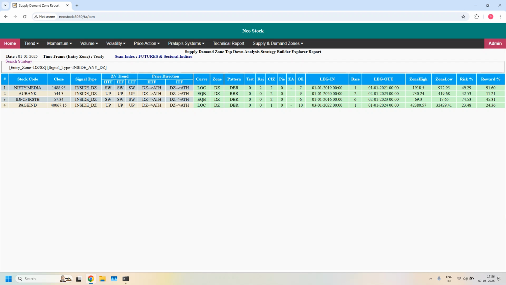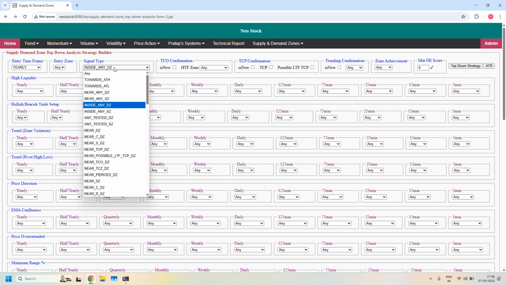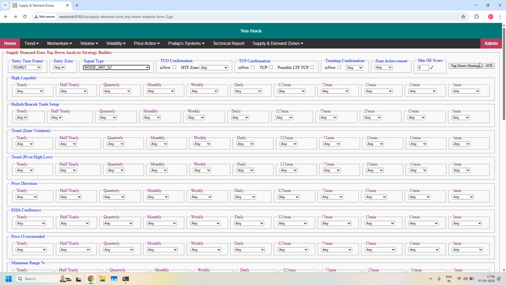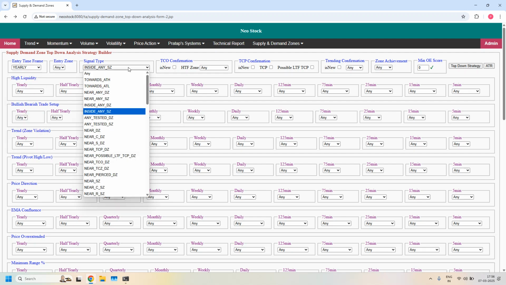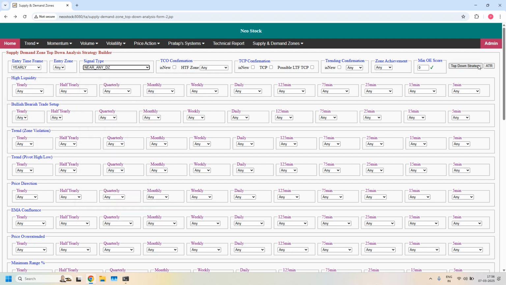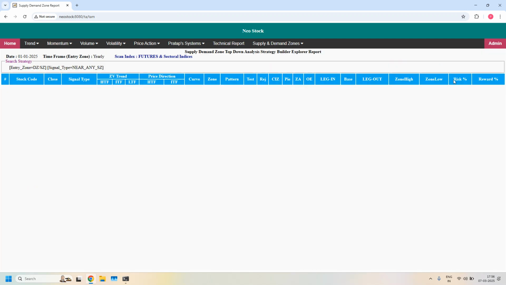Okay, now let's move on to the next report. For yearly time frame, price closed inside the yearly supply zone. No stocks are available. Yearly time frame, any stocks near yearly demand zone? No stocks. And also yearly time frame, stocks near yearly supply zone? No stocks are available. Okay, fine.